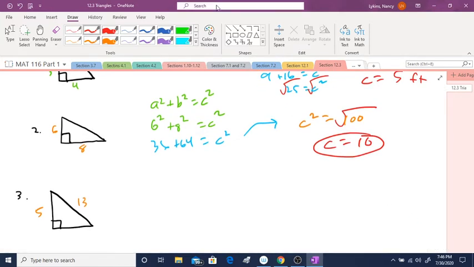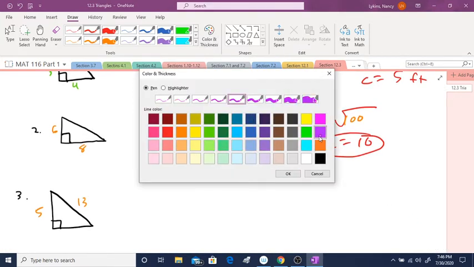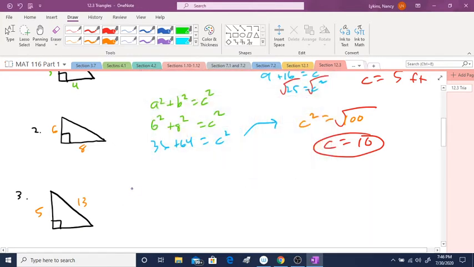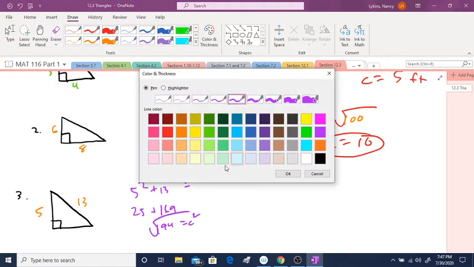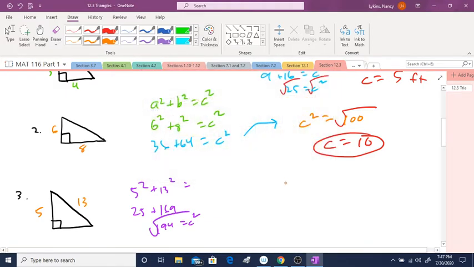Hey, now what about this one? Now here's a common mistake that I've seen. We say, okay, 5 squared plus 13 squared, and then that is 25 plus 169, which just comes out to be 194, and then take the square root. But remember, it's a squared plus b squared equals c squared. The c is the 13, a is the 5, and b is what we're trying to find.